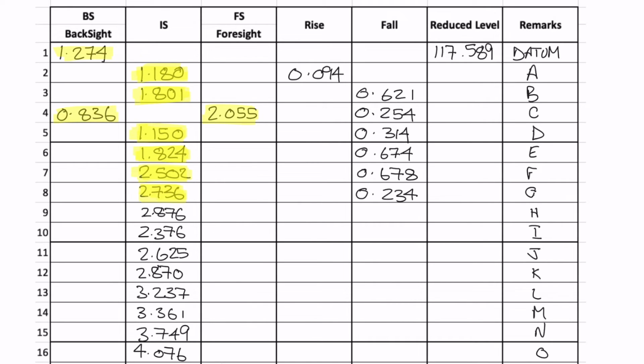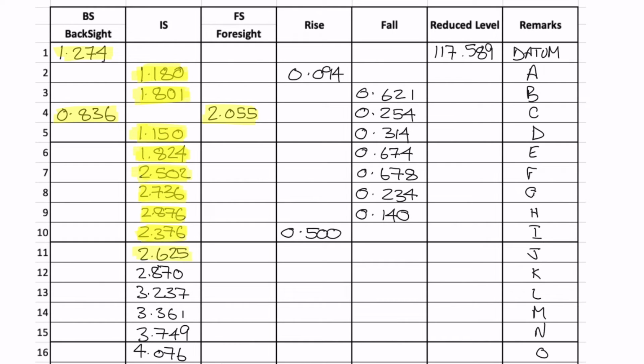Go again, next two readings, work out the difference. Second reading is larger than the preceding reading. Again, another fall. Next two readings, work out the difference. The second reading is now smaller than the preceding reading, so the difference goes under the rise column.